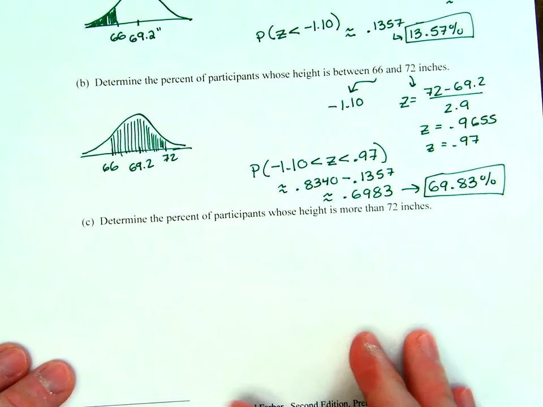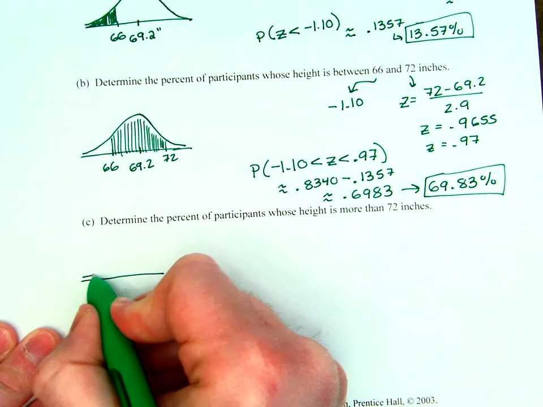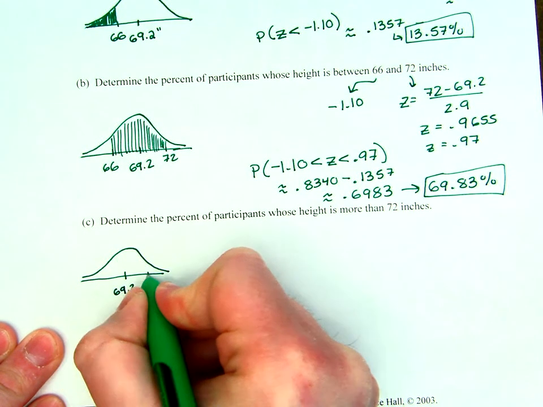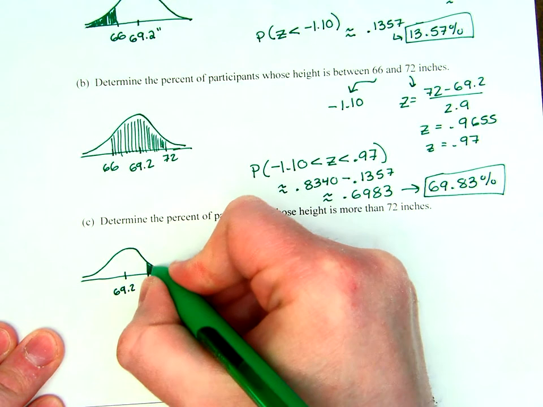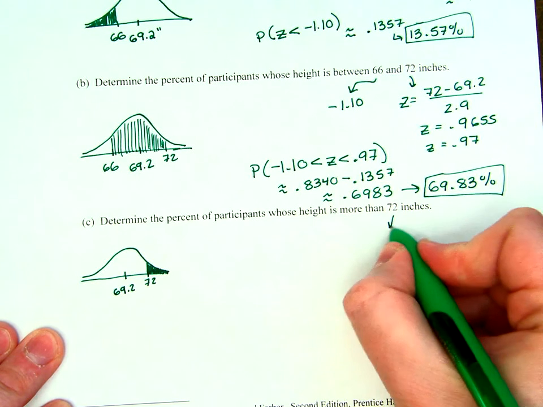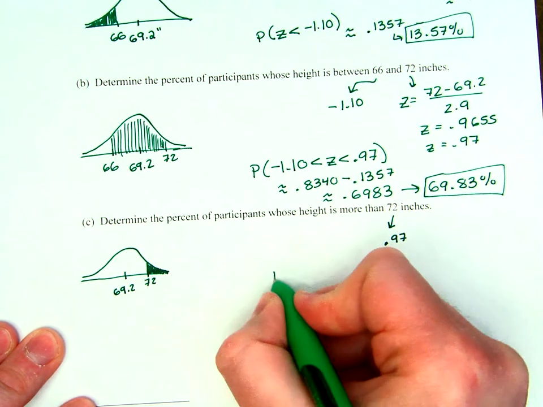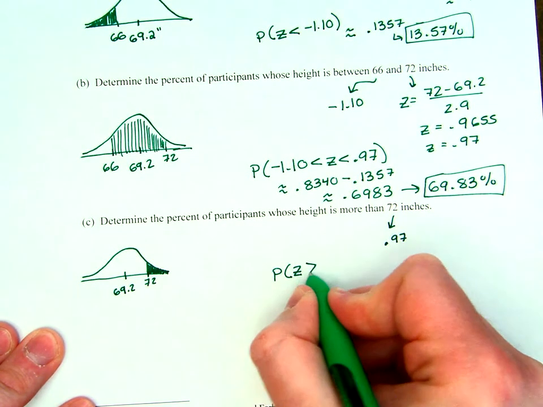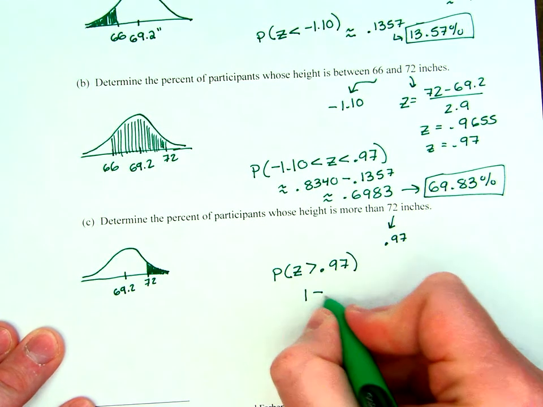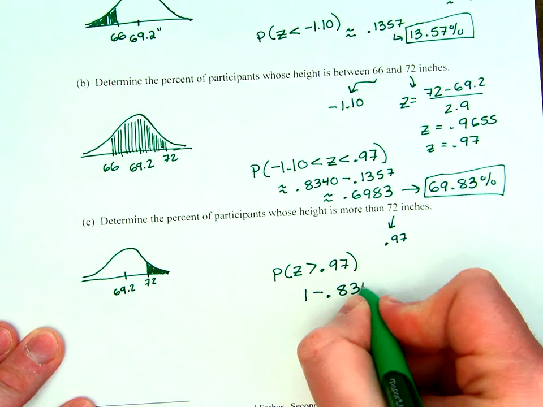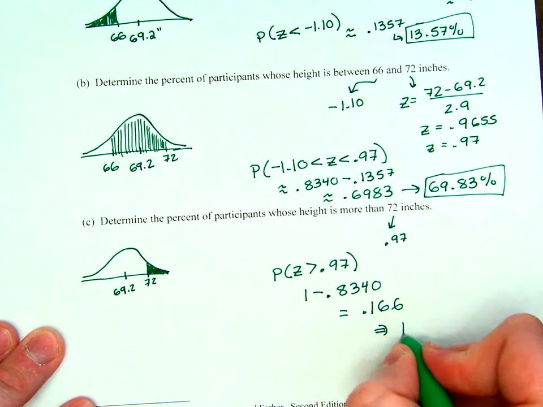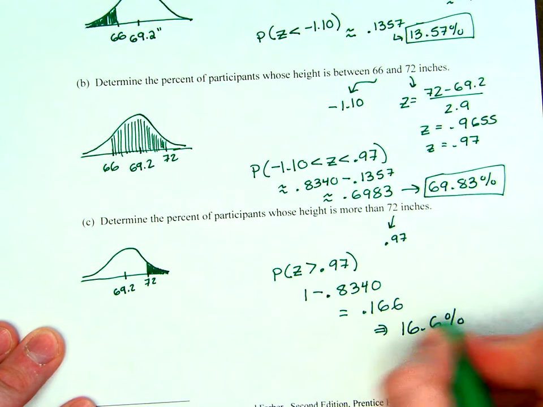Letter C, how many people have a height more than 72 inches? Certainly not me. 69.2, 72 inches is over here. I want to figure out this percent of people. I already know the z-score, so I can really just say the percent of people whose z-score is greater than 0.97. I'm going to do 1 minus 0.8340. That'll give me 0.166, or about 16.6% of the people.